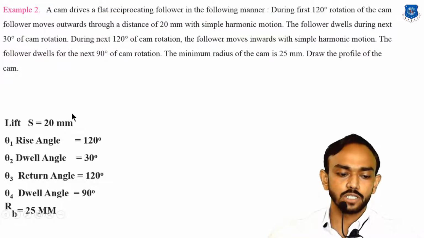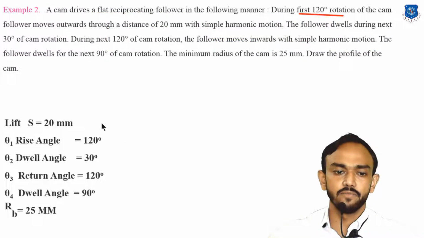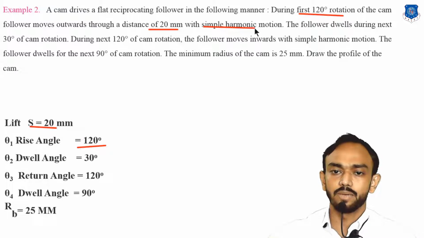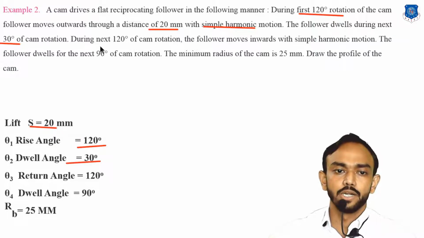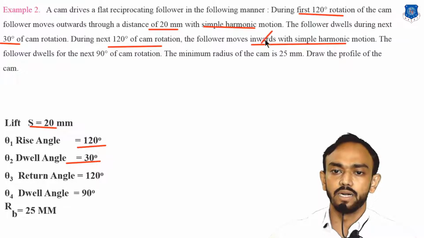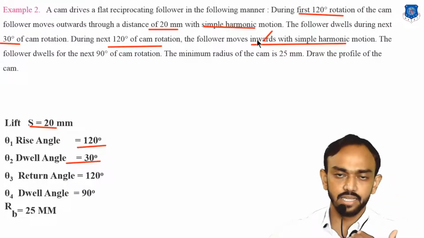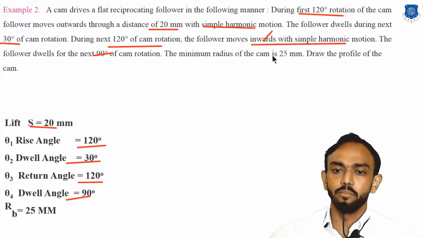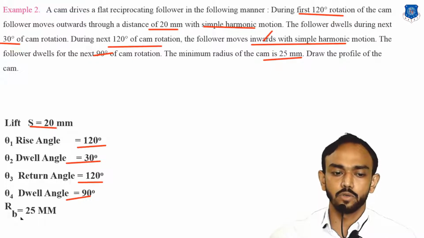First of all, check this: lift is 20 mm and 120 is theta 1. After that you can see the distance is the rise or lift with simple harmonic motion, then dwell for the next 30, which means theta 2 is 30. During the next 120, the cam profile with simple harmonic motion is the return. Inward means the follower is returning. So 120 is the return angle, and the remaining 90 is the dwell. The minimum radius of the cam is 25.